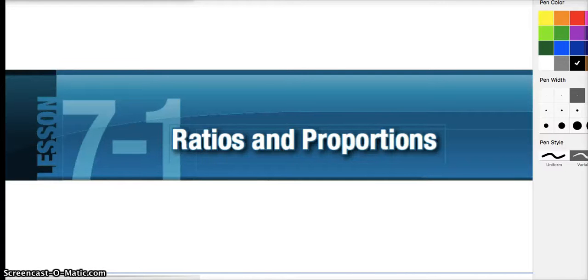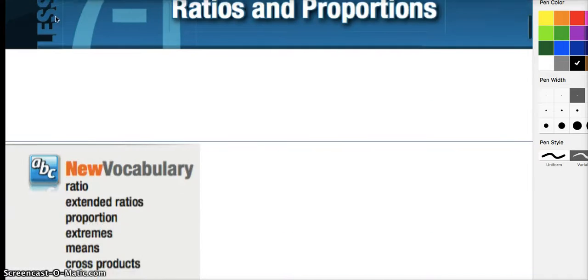Hey, geometry friends, here we are. We're looking at chapter 7 and we're looking at ratios and proportions.